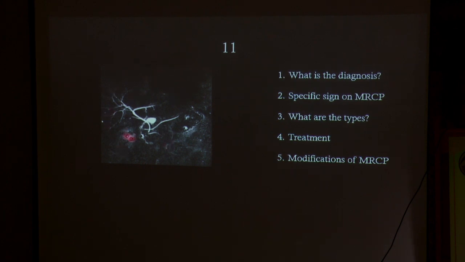So what is the sign you are seeing? What is the specific sign on MRCP you see? What is the name of the sign? It is the crossing duct sign, wherein the dominant dorsal duct is seen crossing over the intrapancreatic portion of the CBD. So it's the crossing duct sign, a specific sign on MRCP.